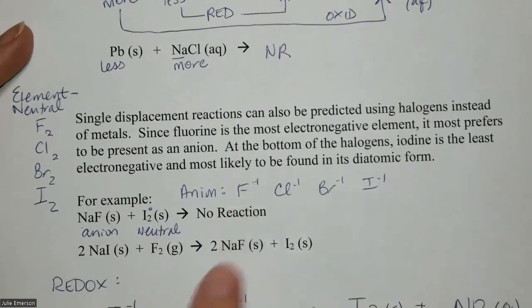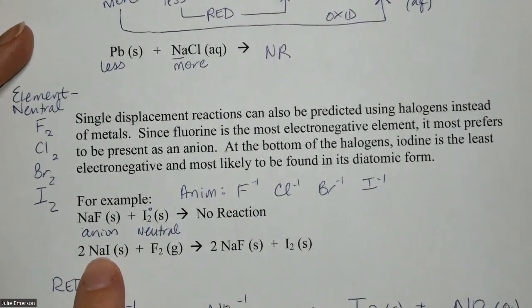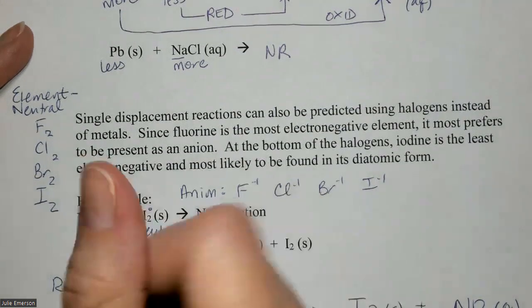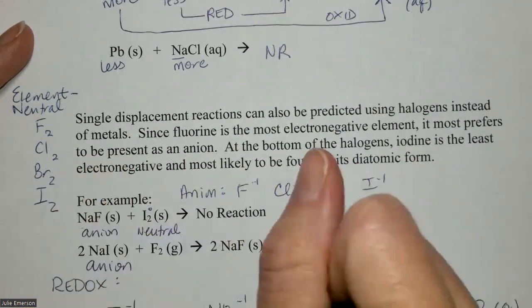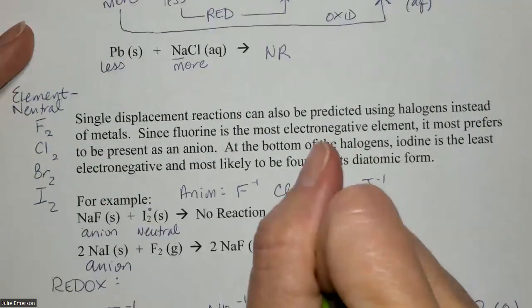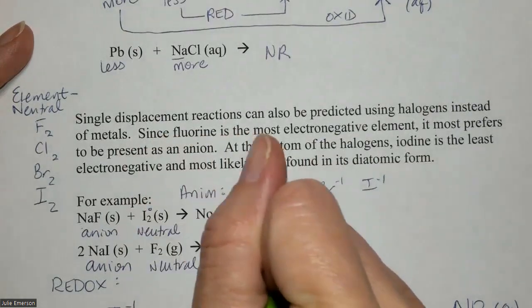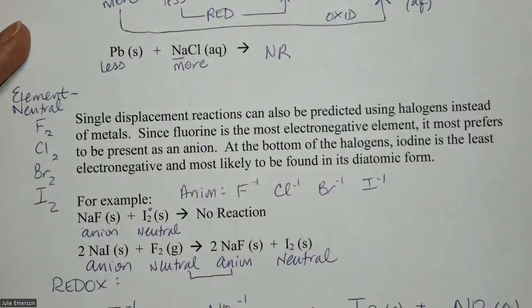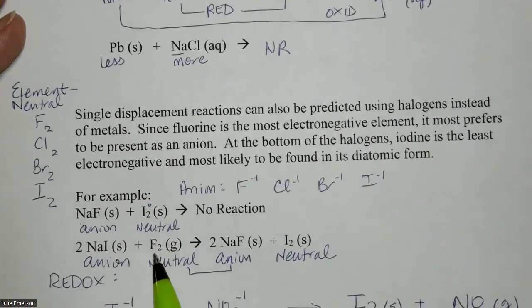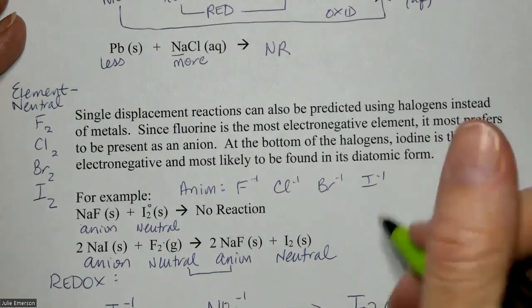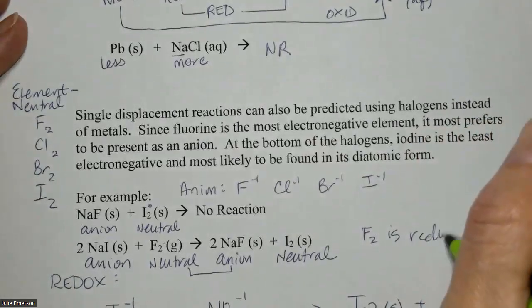If I switch it though, and I have the iodide and I've got the neutral fluorine, again, fluorine prefers to be the F negative. So fluorine is going to become fluoride and the iodide becomes the iodine. So the anion here, iodine or iodide technically, becomes the neutral. And the neutral, the fluorine, becomes the anion, the fluoride. So there is still redox going on here. What's happening is the fluorine prefers to be reduced. It goes from 0 to a -1. So the F2 is reduced.